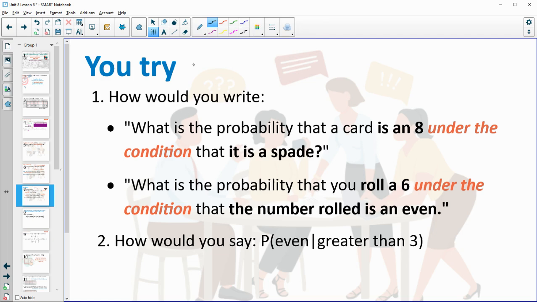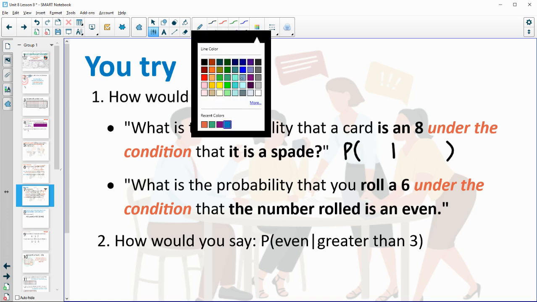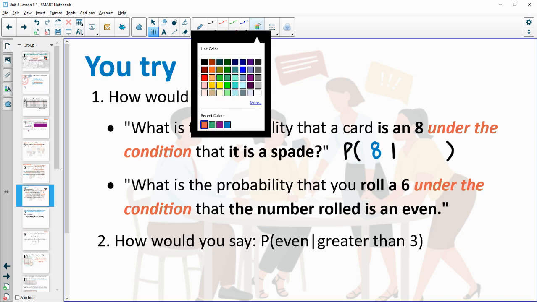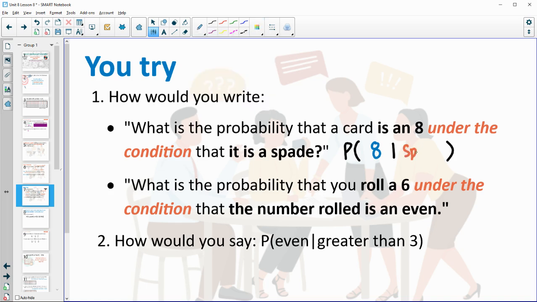All right, so in number 1, it says, what is the probability that a card is an 8? So let's write out the probability, and we're going to do the given, or the conditional probability. What is the probability that a card drawn is an 8, given that we know it's a spade? So we know we've reduced the sample space to just the spades. What's the probability that it's an 8?